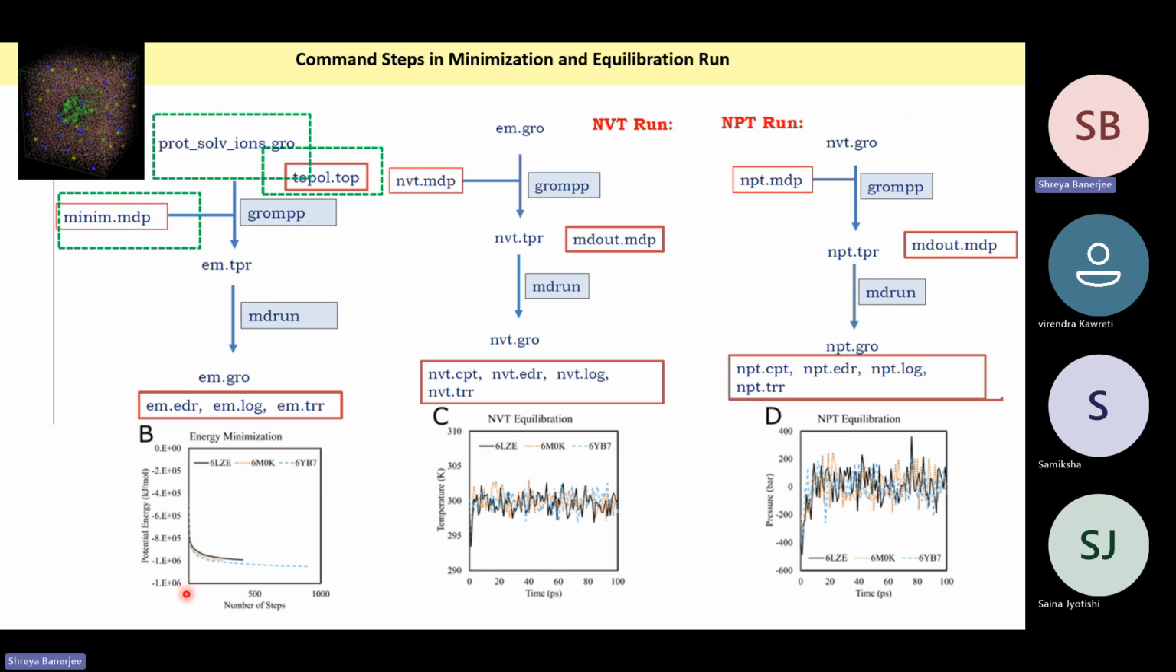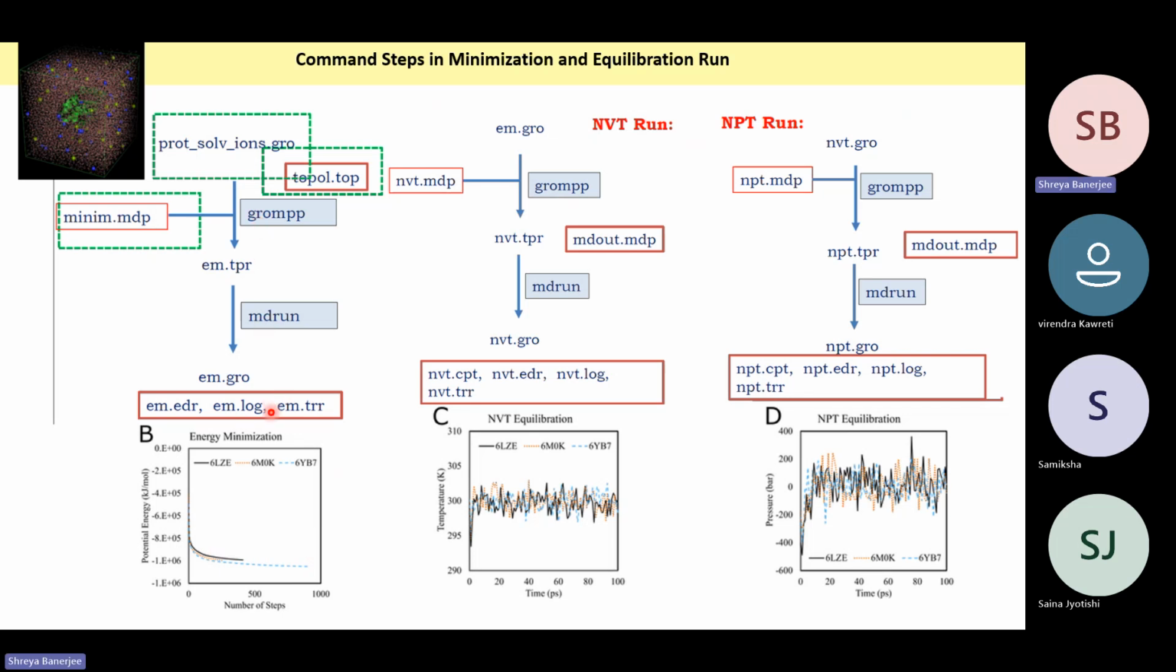On the x-axis, it is the number of steps. Each step, you can define the time. A step is basically the time interval. Each step means 1 femtosecond. So 500 is 500 femtoseconds. Potential energy is slowly decreasing and it will reach an equilibrium somewhere. That means by that time, you have reached the global minimum structure.